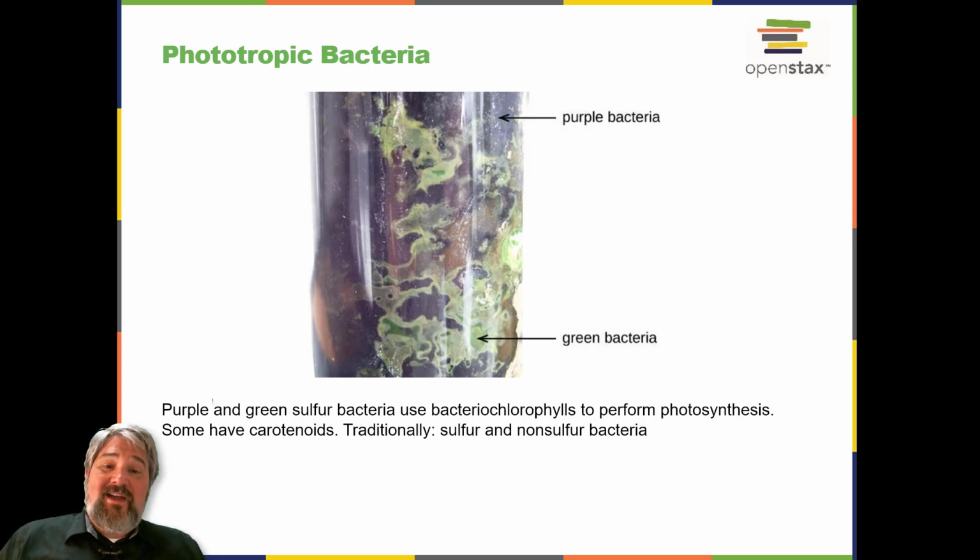Some of these bacteria have a varying amount of red or orange pigments called carotenoids. Their color varies from orange to red to purple to green, as depicted here, and they are able to absorb light of various wavelengths. Traditionally, these bacteria are classified into sulfur and non-sulfur bacteria. They are further differentiated by color.